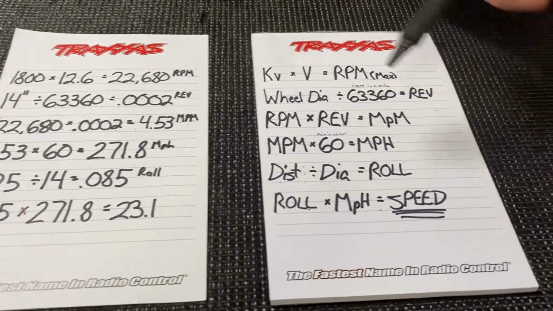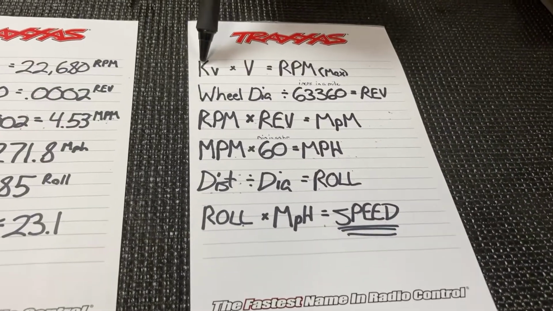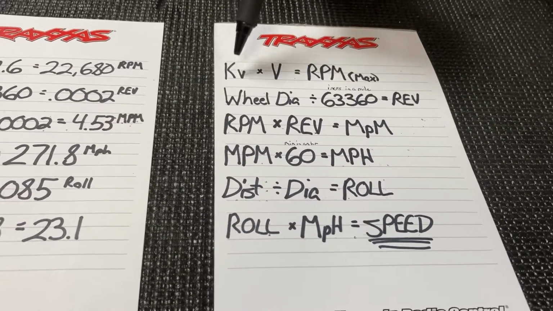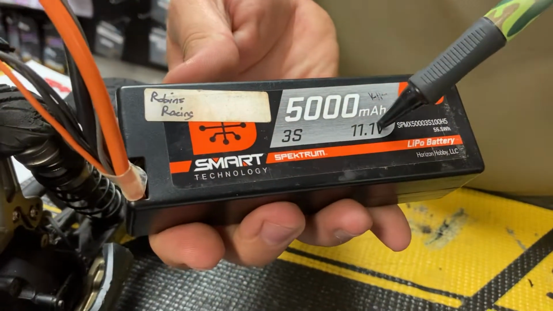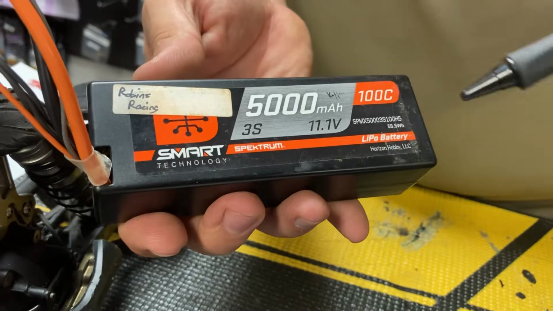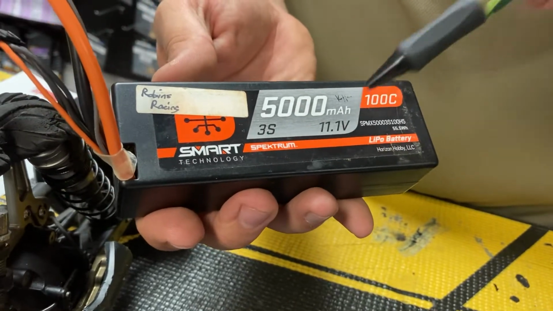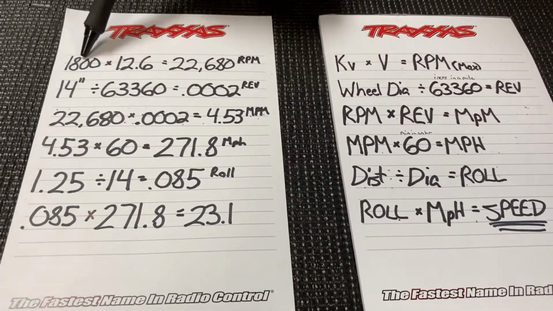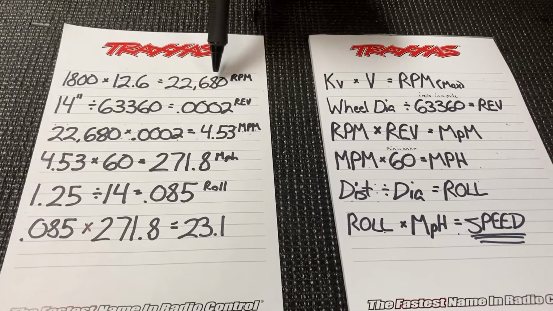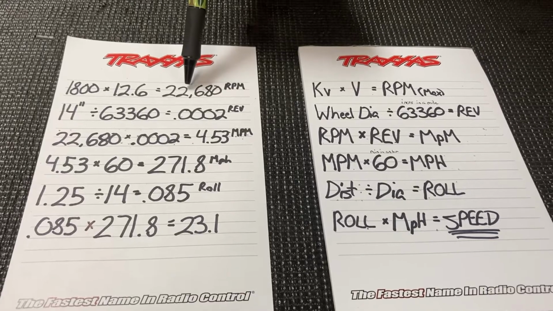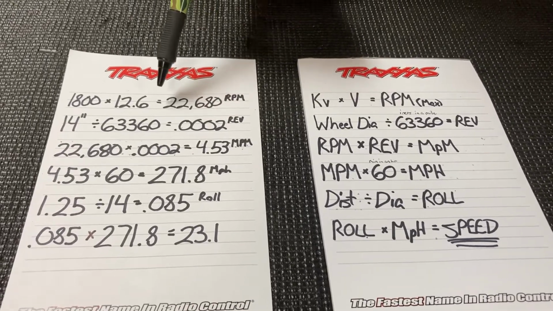Basically, the first thing we need to know is the kV of your motor. For example, we're going to use my Losi 8-scale buggy here. I've got an 1800 kV motor on that. The next thing you need to know is the voltage. In my case, I use a 3S or 11.1 volt battery, 5000 milliamp 100C. However, the important thing to know is this battery charges up to 12.6 volts. So, if my kV is 1800 and my voltage is 12.6 volts, my RPM is 22,680. That means that my motor will turn 22,680 revolutions per minute at the rotor under no load.